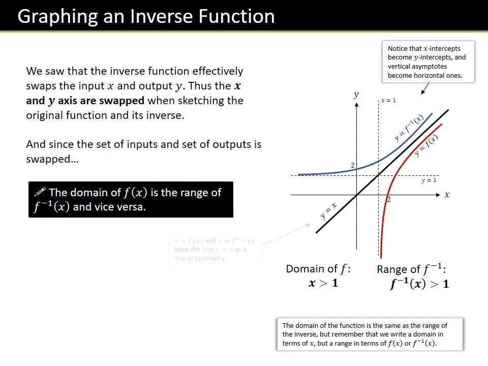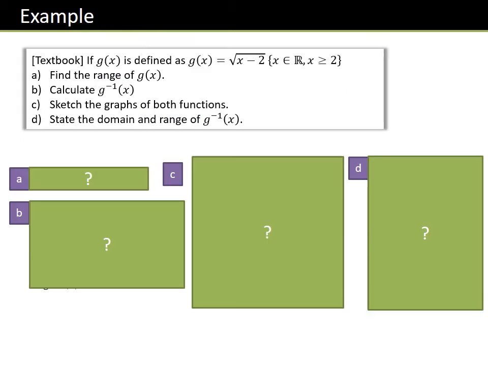Notice as well that this graph is effectively a reflection. The line y equals x is a line of symmetry. So the graphs are symmetrical, and normally when you draw these types of graphs you would put in the symmetry line. So let's look at an example now.